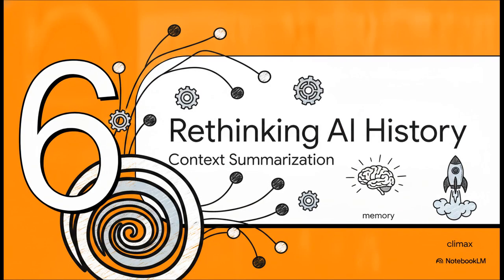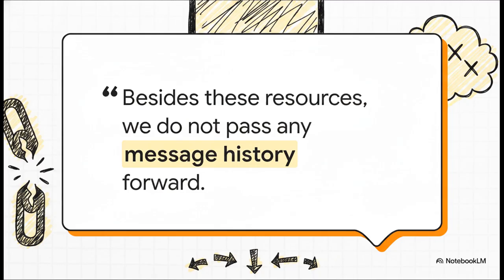So, the crucial point is here in Section 6, rethinking AI message history. This is how all of this engineering brilliance comes together to completely rethink how we build multi-agent software. The Slack engineering team makes this incredibly powerful statement. Besides these resources, we do not pass any message history forward. Let that sink in. This is a radical departure from standard AI framework practices. They don't send the transcripts. They don't send the chat history. They literally sever the raw message chain altogether.